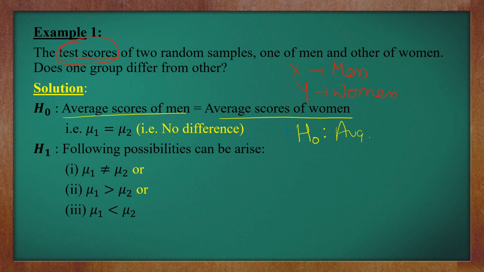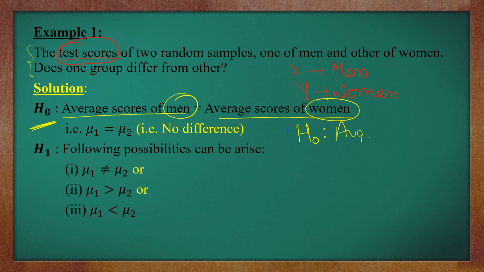Okay, so just keep in mind, null hypothesis means there is no significant difference between the variables. So the average scores of men and the average scores of women are both the same. That will always be a null hypothesis. Now, this is a very basic example.